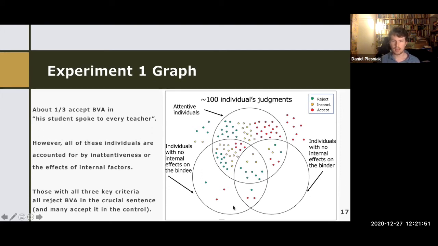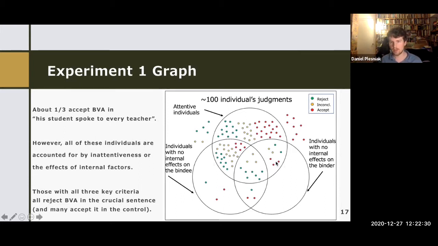So if we look at this individual next to the central intersection, but not quite inside it, inside the attentive circle and the individuals with no effects on bindee circle, there are 5 such individuals who are red. They're outside the individuals with no internal effects on the binder circle. So we can pretty clearly see why they accepted non-structural BVA. They had a binder, every teacher, which was already diagnosed as not sensitive to structure, having this internal effect that lets it act as if it were higher.